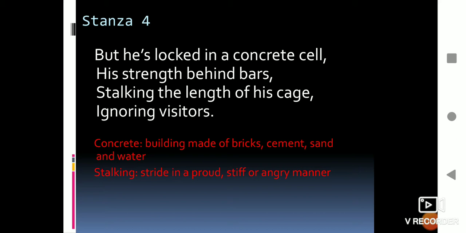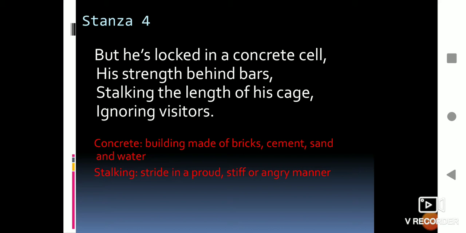Stalking the length of his cage, ignoring visitors. He doesn't have anything to do except stalking the length of his cage. The only thing inside the cage he can do is just walking. So he's just walking here and there, showing his anger. Cannot do anything. He's angry, and that anger he is trying to tolerate by walking in the cage itself, ignoring visitors. And he's not trying to terrorize the visitors. If he was in the jungle, he would terrorize the villagers. But here, he's least bothered about the visitors and he's just ignoring them. He's not trying to do anything.